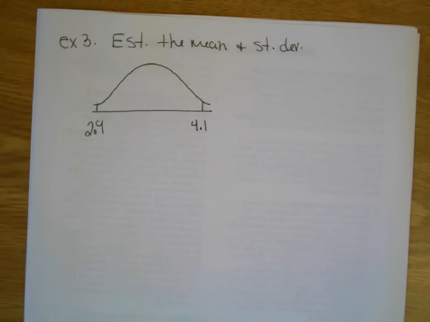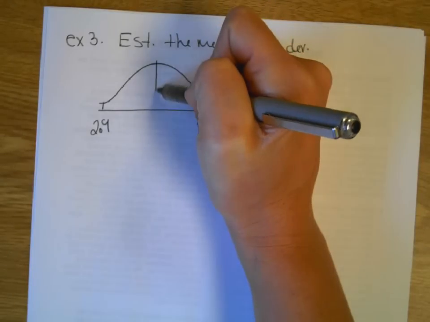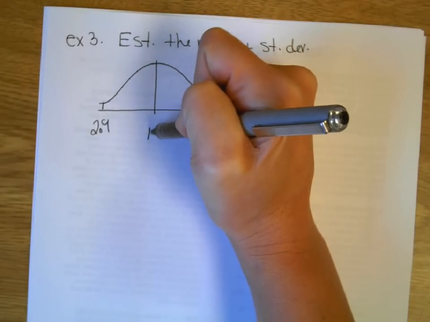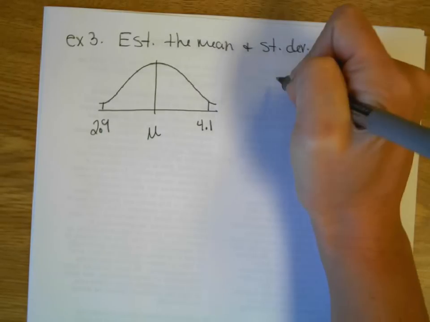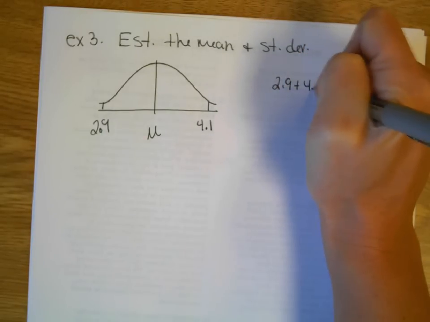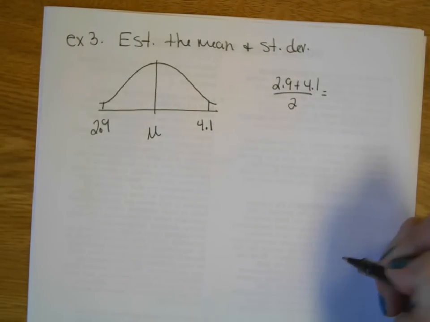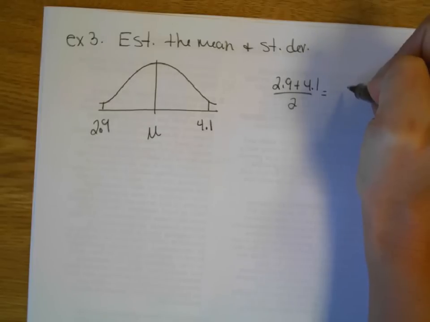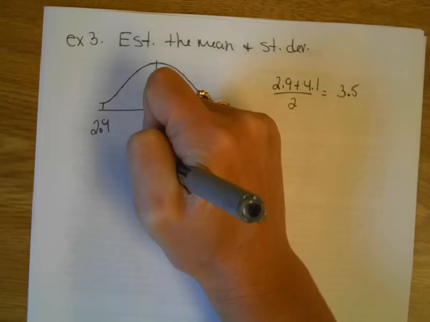So where's the mean going to be at? And how do I find it? Symmetrical. The mean's right here. How do I find this value? There you go. You're going to average those two outside points. 2.9 plus 4.1. Divide by 2. So our average is 3.5.